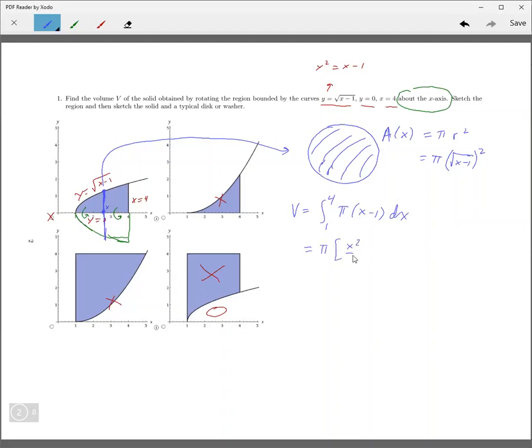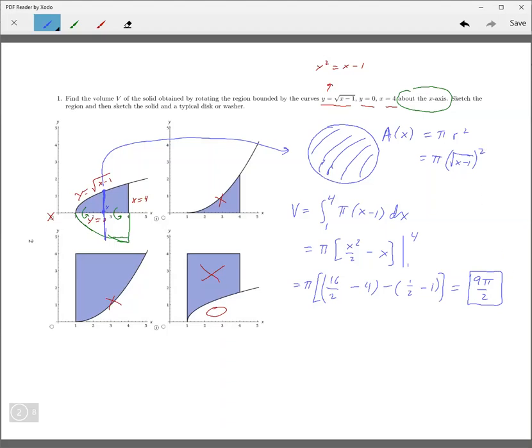Let's see, integral of x is x squared over 2. Integral of 1 is x, and you're evaluating that from 1 to 4. So plug a 4 in, that's going to be 16 over 2 minus 4. Then subtract and plug a 1 in, that's going to be 1/2 minus 1. And when you work that all out, I end up with 9 pi over 2. Okay, so that should work out.